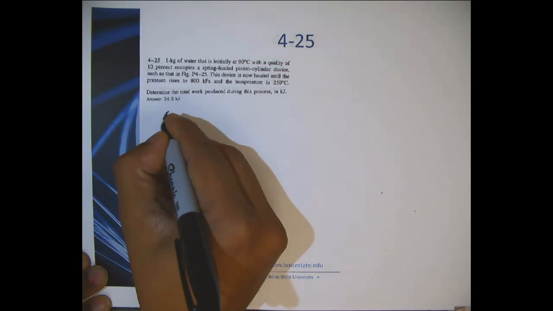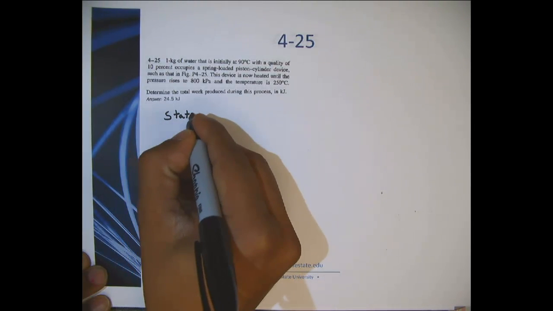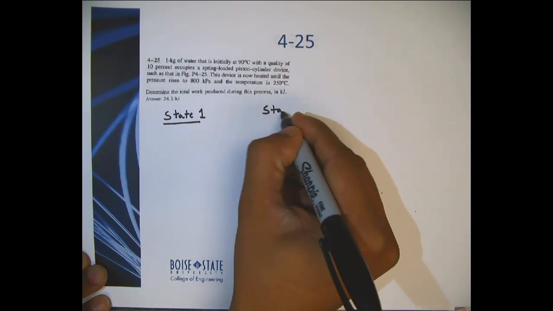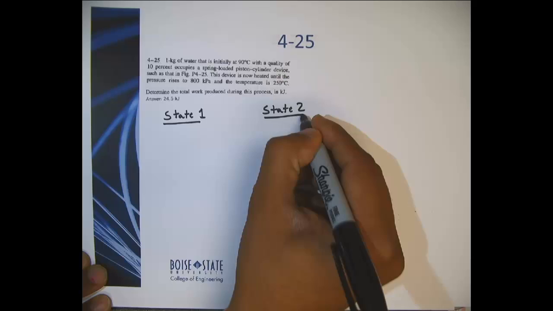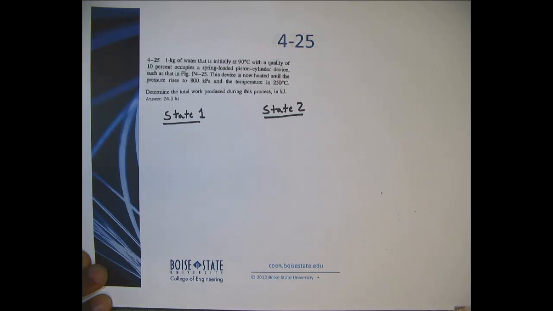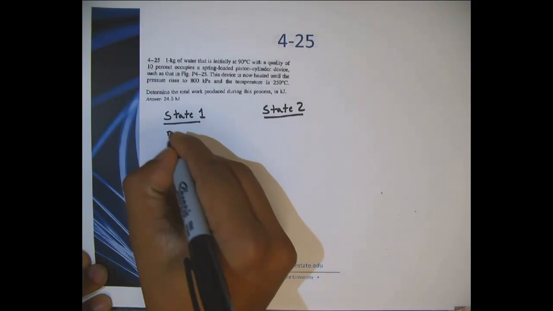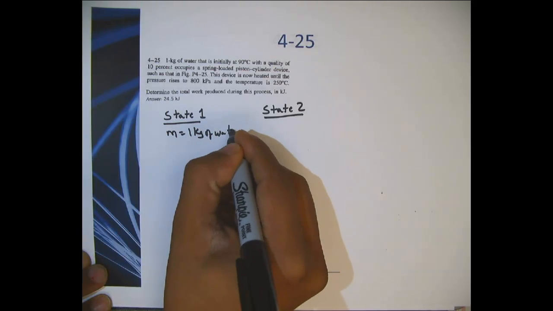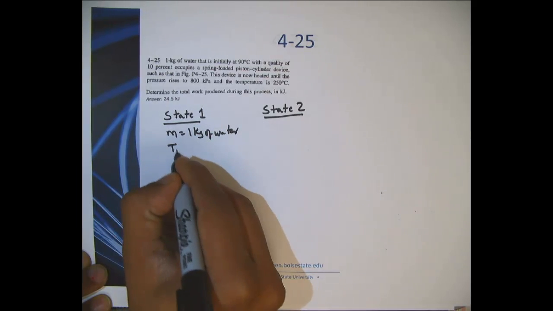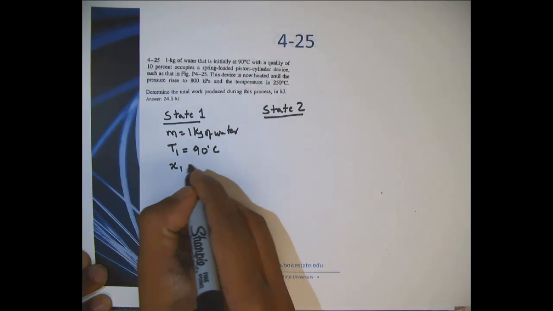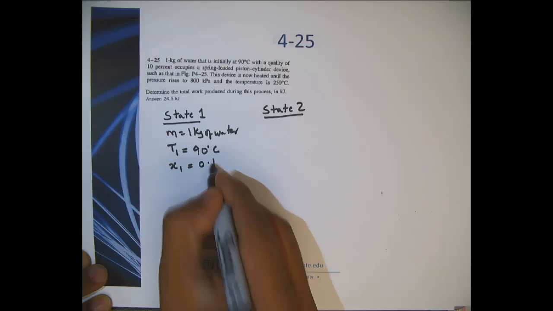So again, the key here is to write the information we are given, and if we cannot determine the phase of a system, we should do it given a couple of intensive parameters. So let's see what we are given at state 1. Again, the mass is 1 kg of water. You're given a temperature, which is 90 degrees C. You're given a quality at this state, which is 0.1.